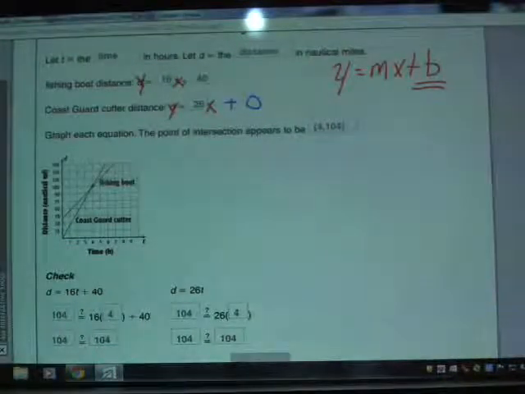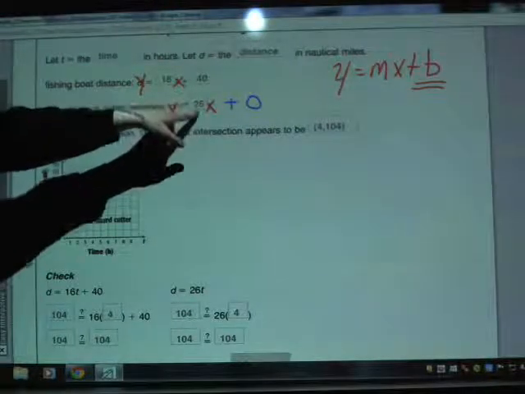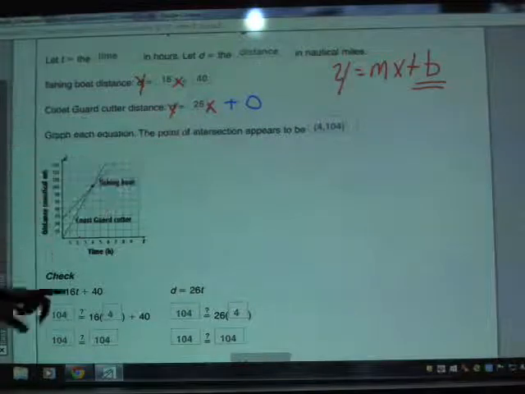You already know that adding 0 to anything doesn't change it. If I do 3 plus 0, it's still 3. If I do 5 plus 0, it's still 5. If I do x plus 0, it's still x. Same thing here. Adding 0 doesn't change anything. But now it's in slope-intercept form, and now I can make a graph. So the y-intercept point here is 0, dot at 0. And then my slope here is 26, which again, write it as a fraction, 26 over 1.